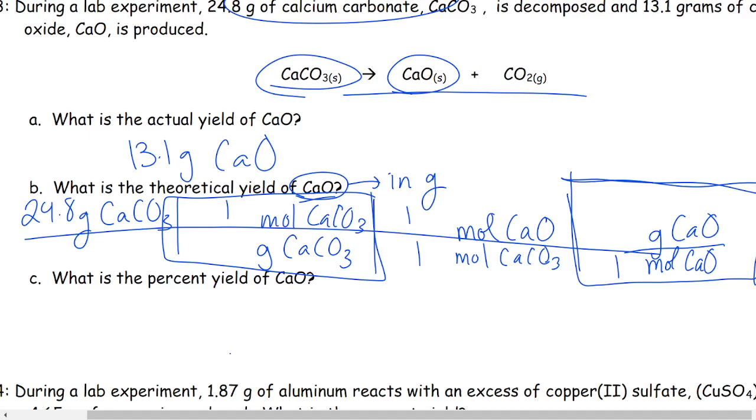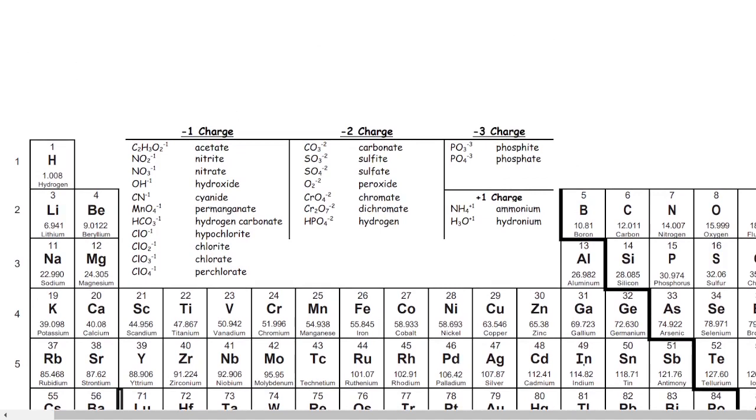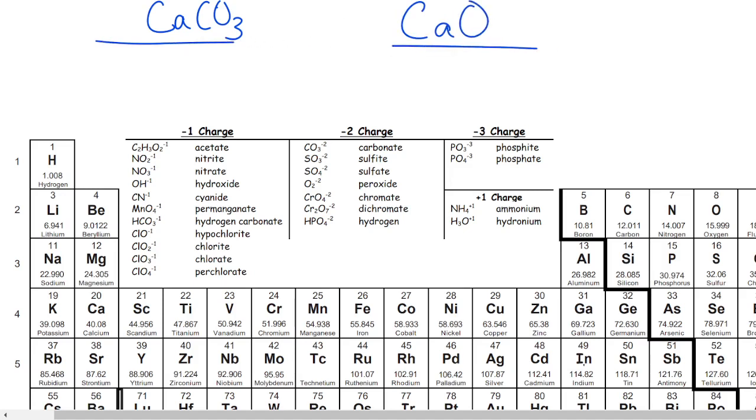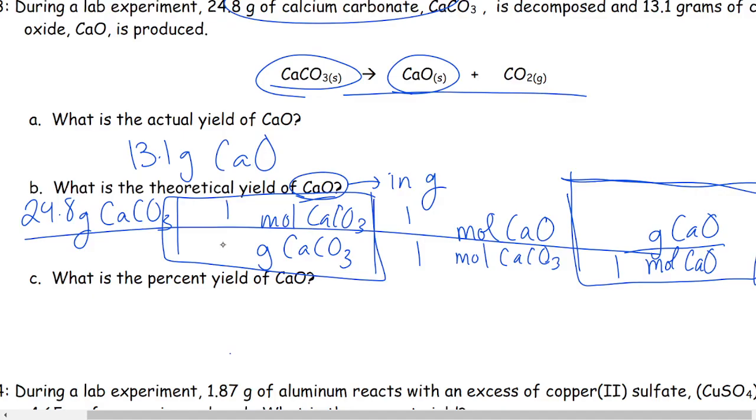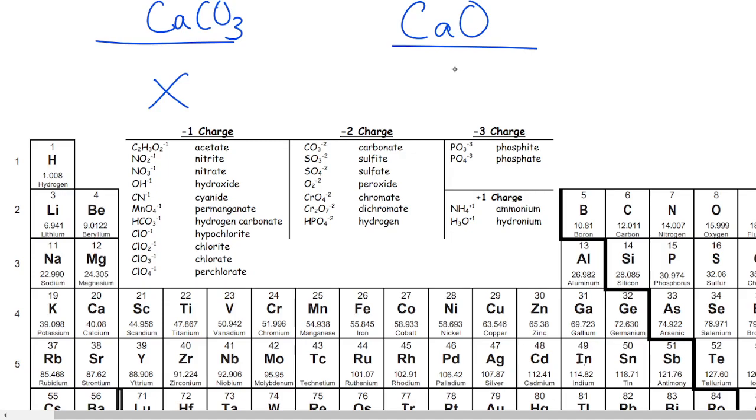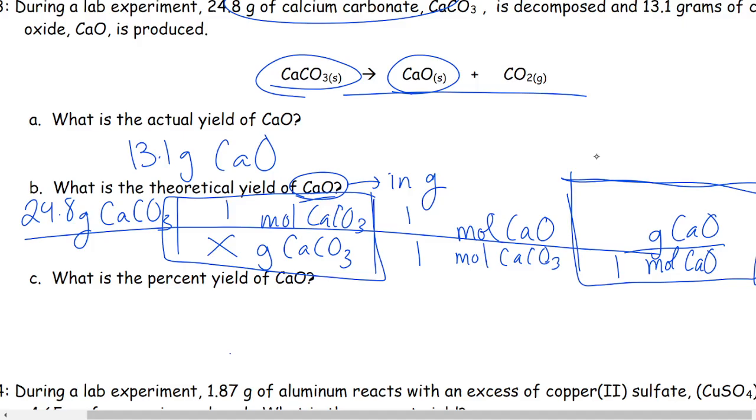So I'm going to go back to the periodic table for you all to be able to calculate 2 molar masses. So you need the molar mass of CaCO3, and you need the molar mass of CaO. So calculate each of these, and the number that you calculate for this one will end up going right here, and the molar mass that you calculate for this one will end up going right here. So I'm going to pause right there, let you calculate this real quick.